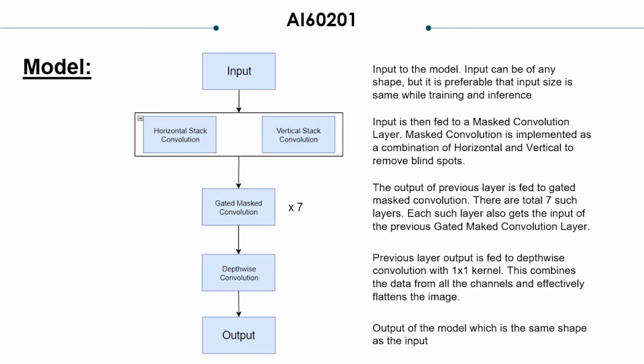The output of the masked convolution is fed to a sequence of gated masked convolution layers, whose structure has been discussed previously. In all these layers, there are multiple feature maps, which are then converted to a single channel using depth-wise convolution. Next, the output of the depthwise convolution layer acted upon by a suitable activation function gives us the output from the model. The output and the input are of the same shape.